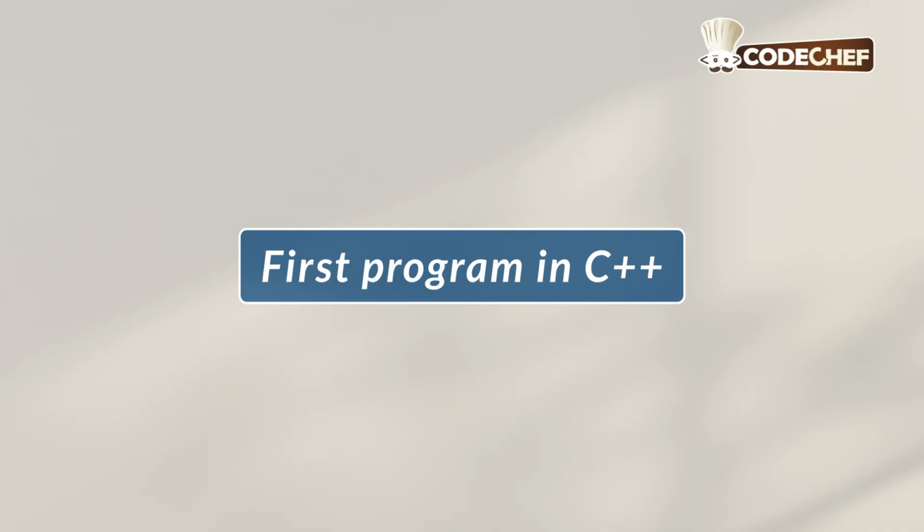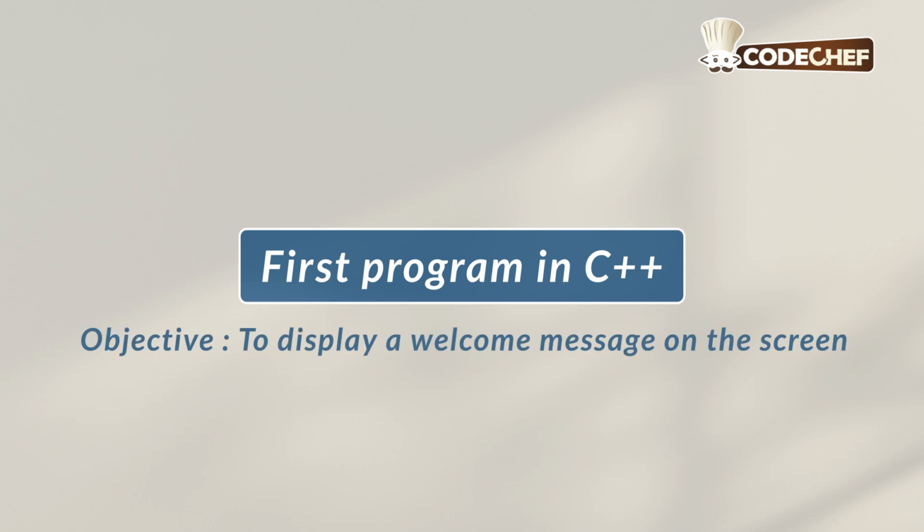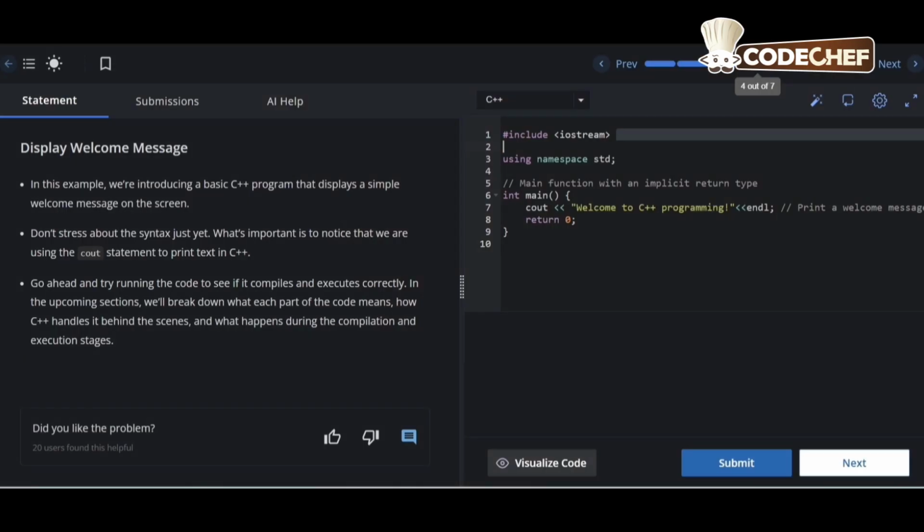Now let's start with the very first program in C++. The objective of this program is to display a welcome message on the screen. So let's go on to the CodeChef platform and see how to do this. So here we have the CodeChef platform. As you can see, at the left hand side we have the objective of the program. So we are going to write a basic C++ program that displays a simple welcome message on the screen.